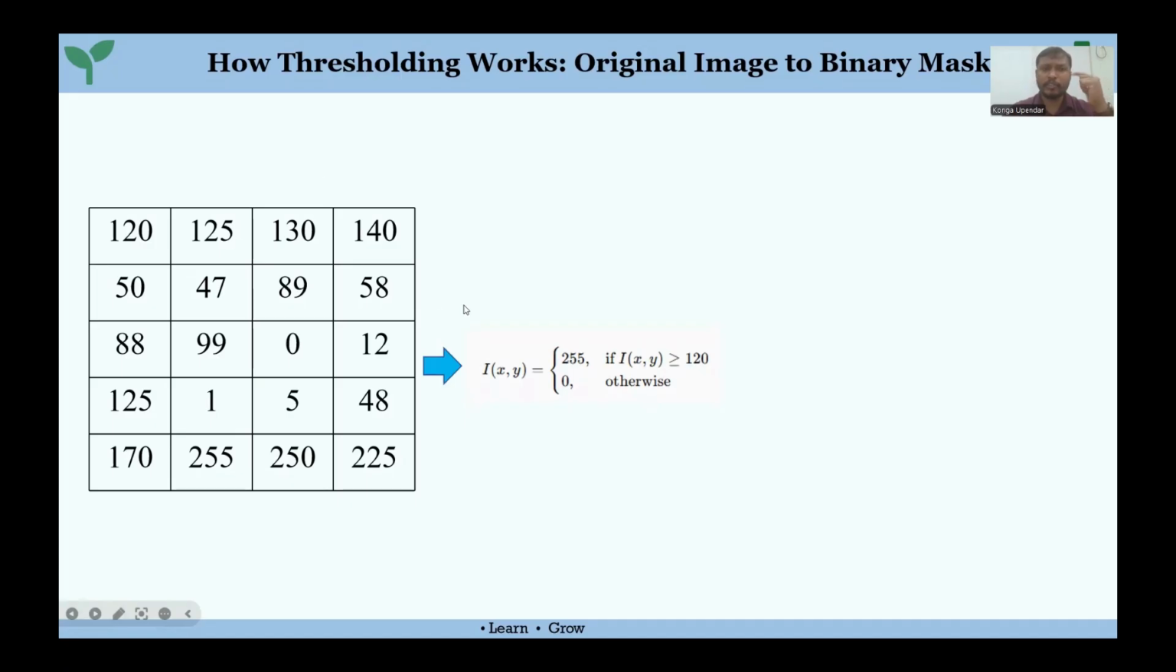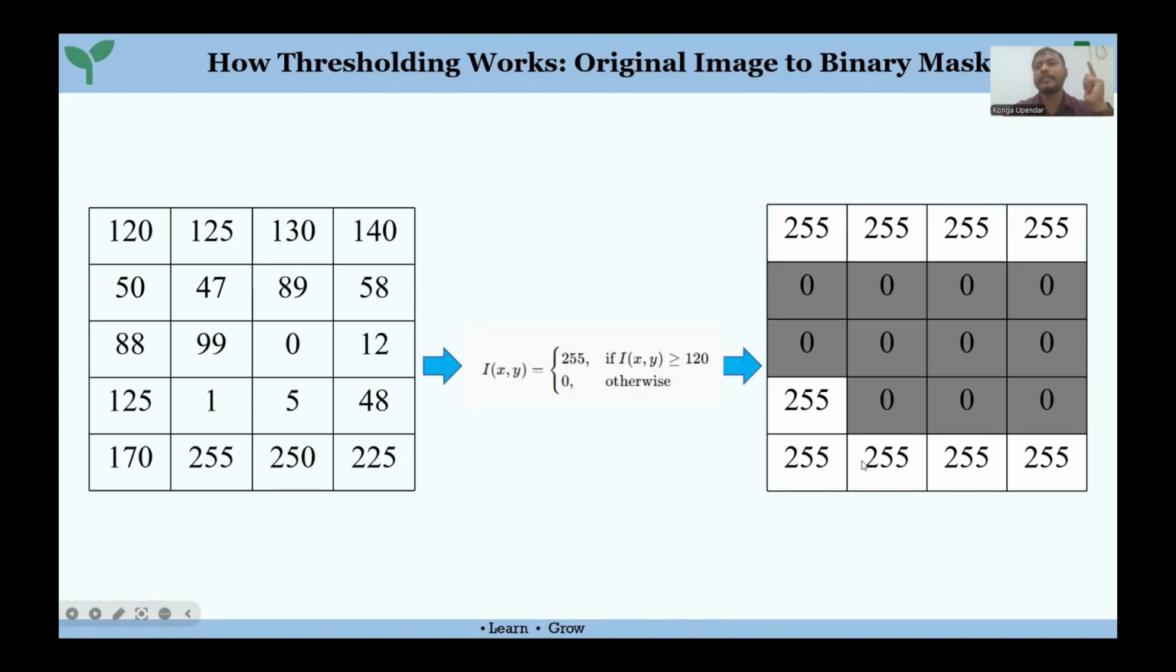What about 125? 125 is greater than or equal to 120, so this also becomes 255. Same thing here also. But when you come to 50, 50 is not greater than or equal to 120, because 50 is less than 120, so this becomes 0. Like this we get the binary mask. In the case of thresholding, this is how it works internally.